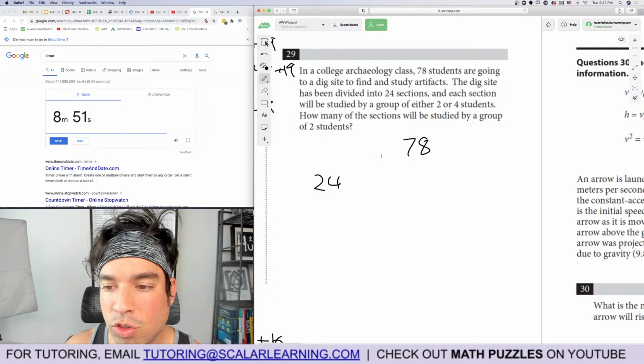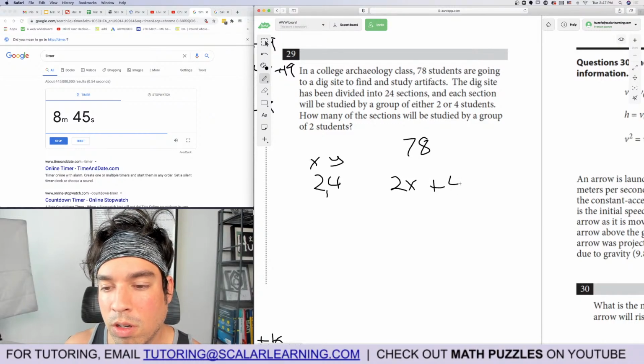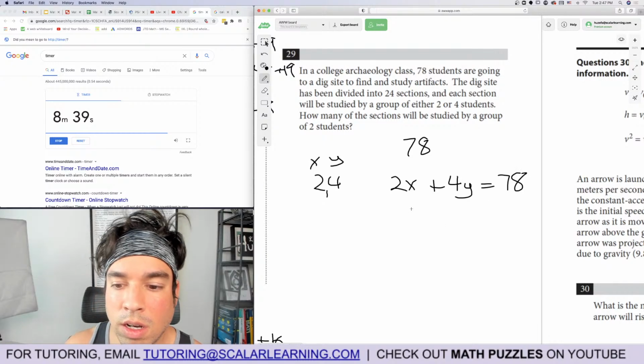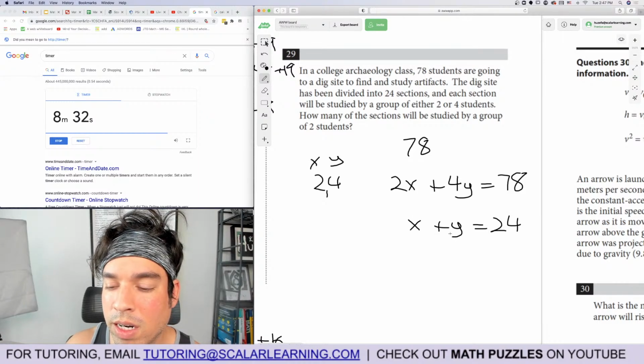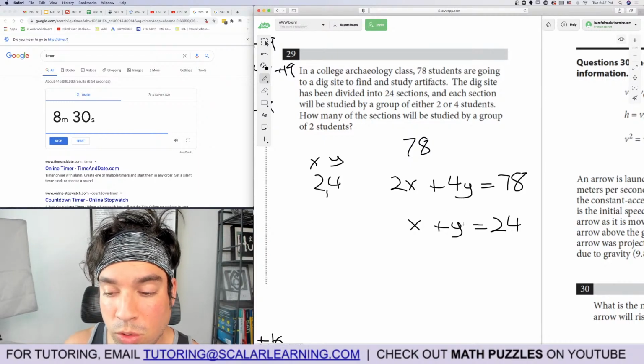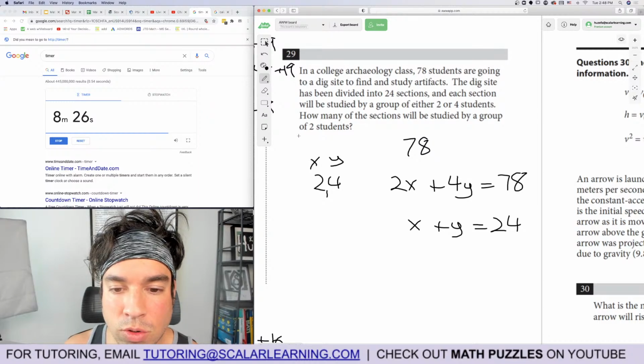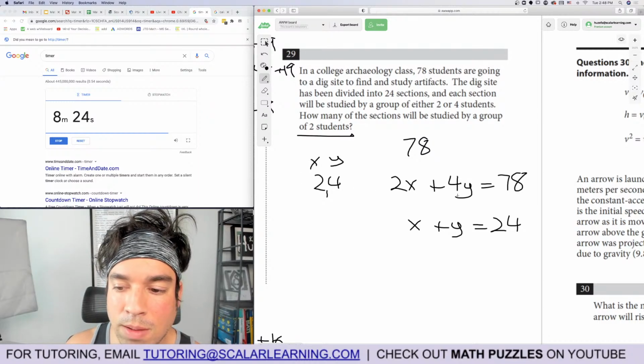Okay, so we're gonna have an x and y. You see this? So there's x groups of 2 and y groups of 4. Is going to equal 78 total students. And then we also know that the groups, since they're split up into 24 sections, x plus y equals 24, right? Because there's 24 total sections, 24 total groups. Now we got a system, and we need how many of the sections will be studied by a group of 2 students? That's x.